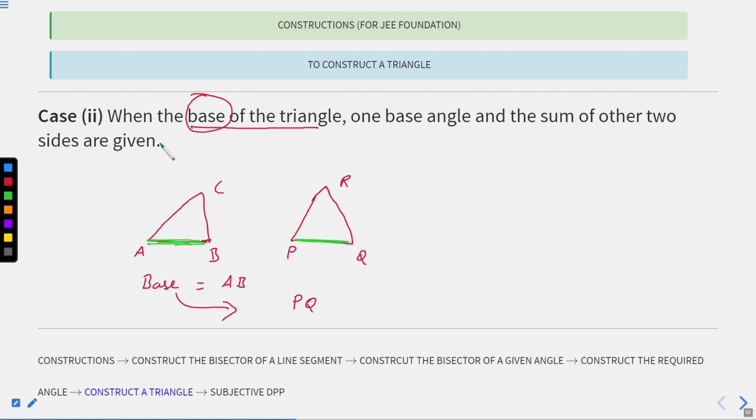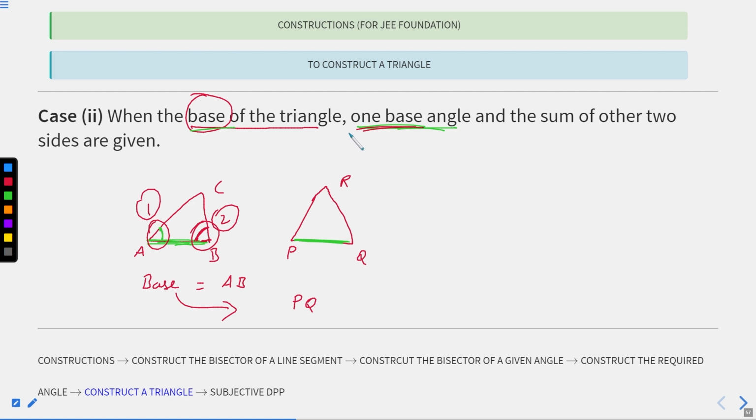So in case 2, we will be constructing a triangle when one base angle is given. And what do we mean by base angle? So base angle is this, base angle is this, or base angle is this. It depends. We have two base angles. One is this one and another is this one. So we are given one base angle, so it could be this one or this one.